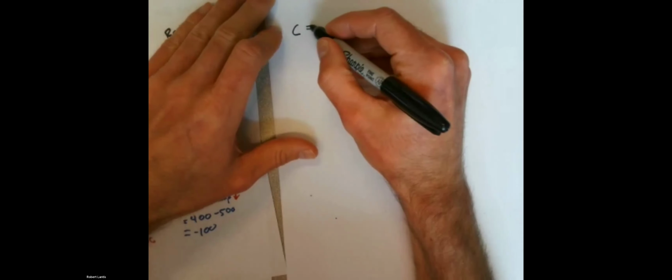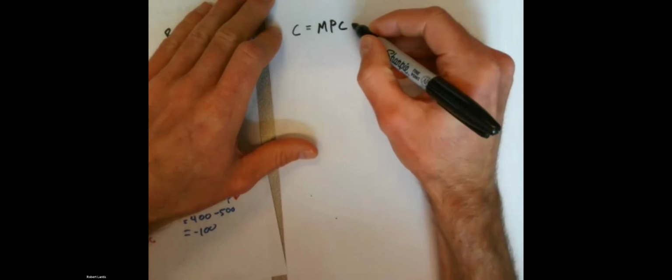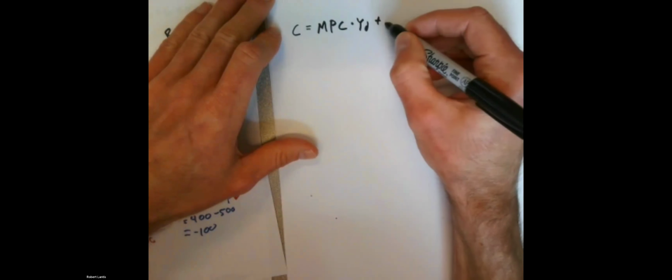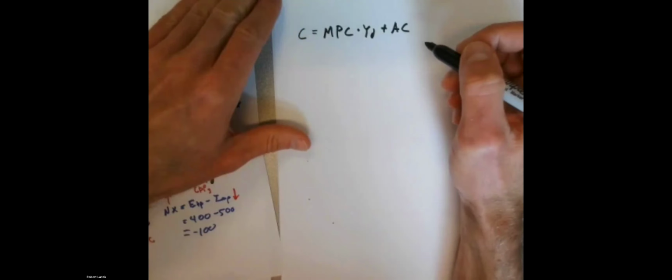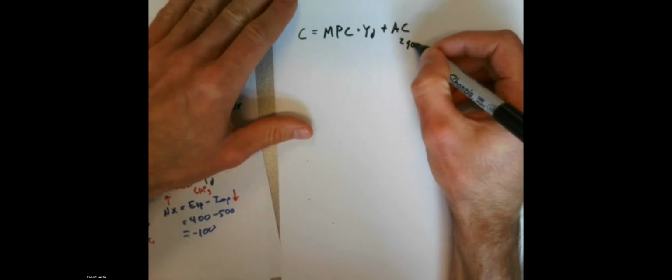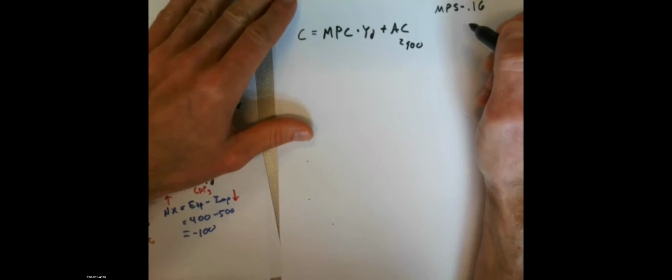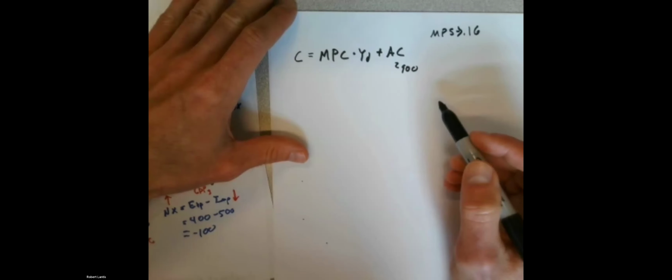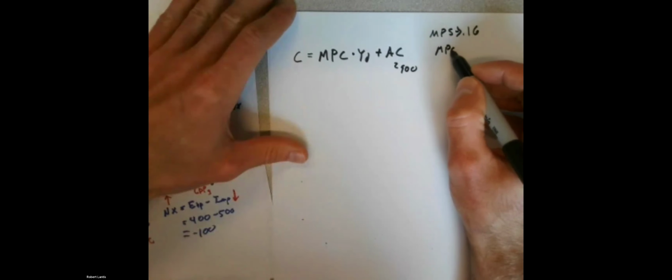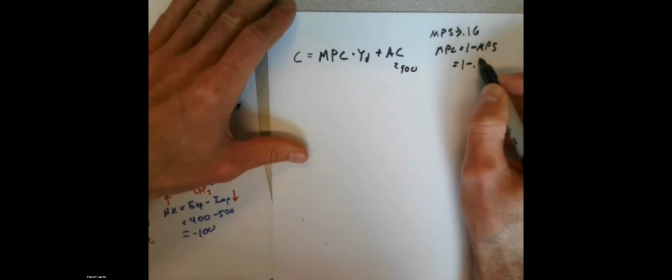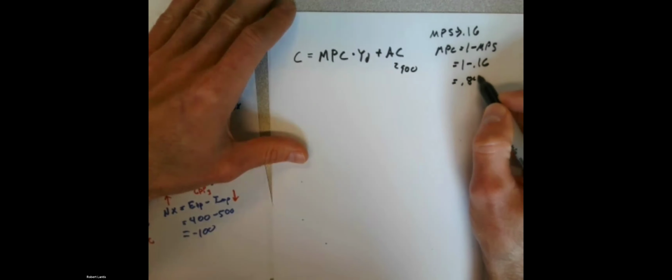So remember, we said consumption was equal to our marginal propensity to consume times the disposable income plus autonomous consumption, or autonomous spending. Here we were told that autonomous consumption or spending was 900. Now I was told my marginal propensity to save was 0.16. So what is my marginal propensity to consume? Well, it's going to be 1 minus that marginal propensity to save. So 1 minus 0.16 should be 0.84. So I'd plug this in here.